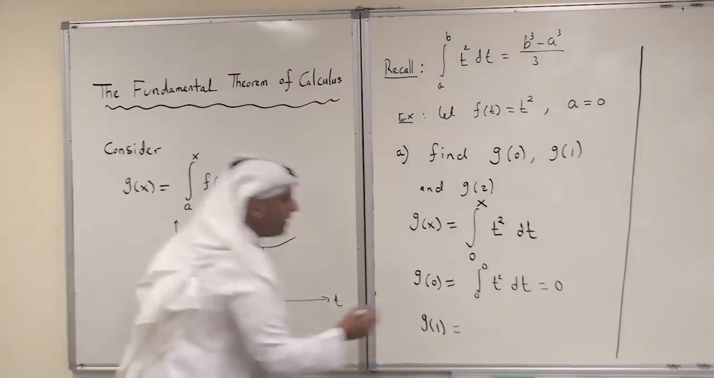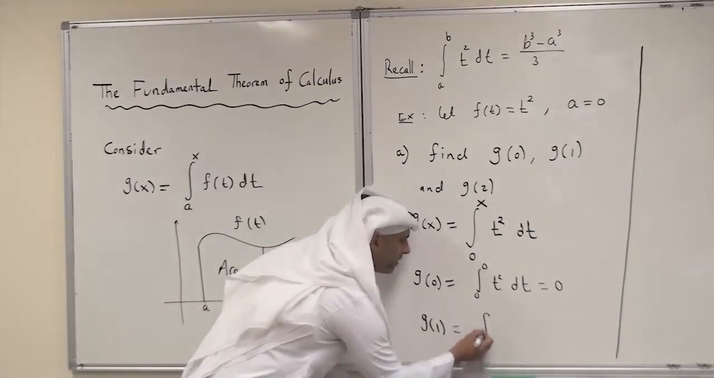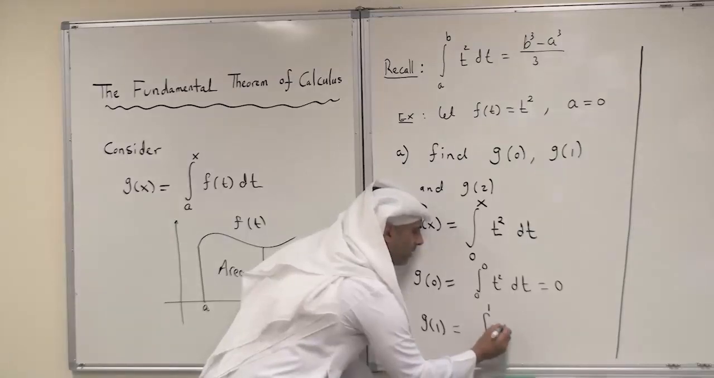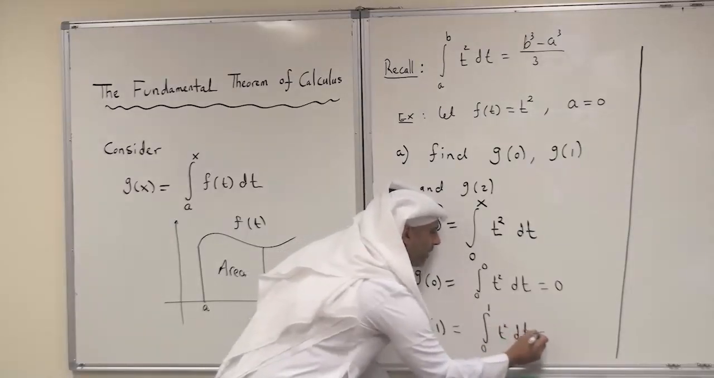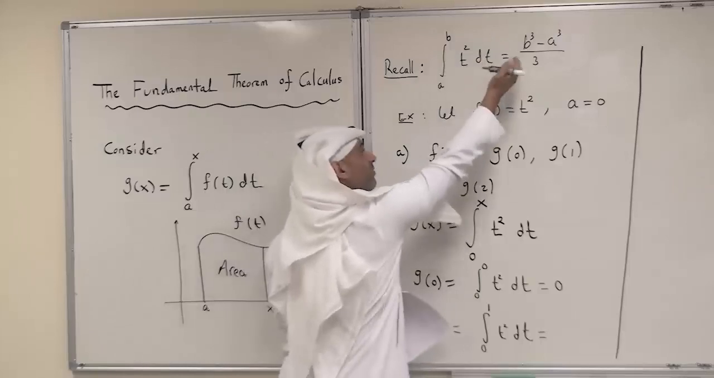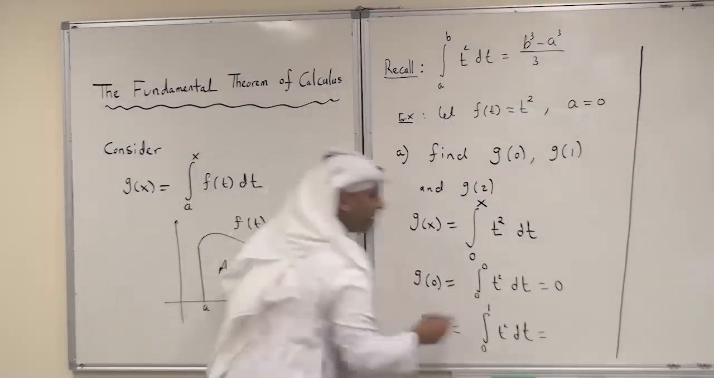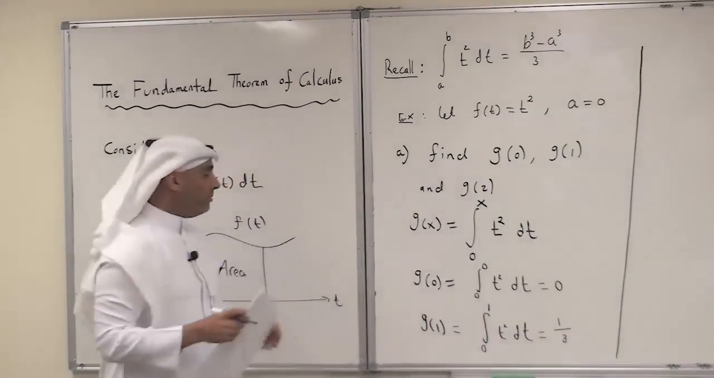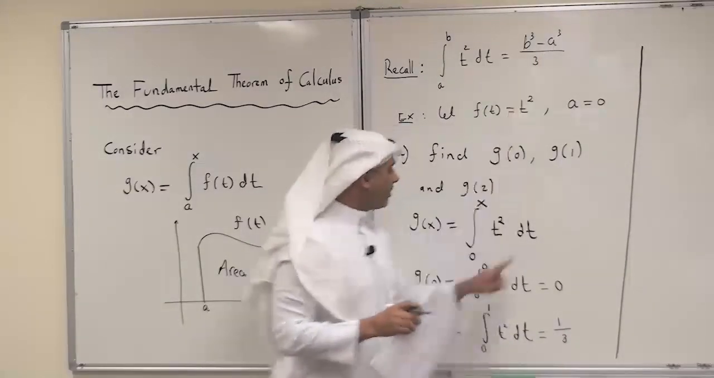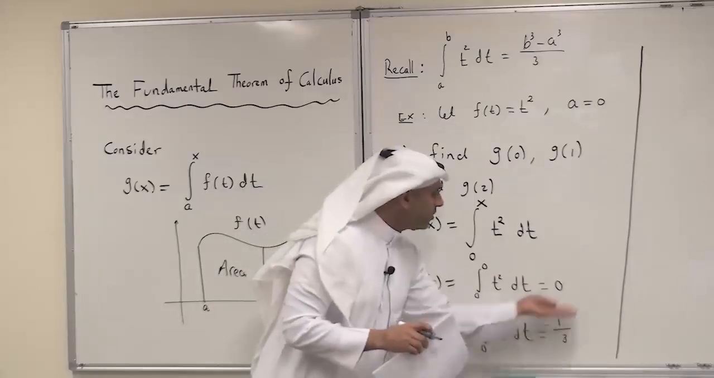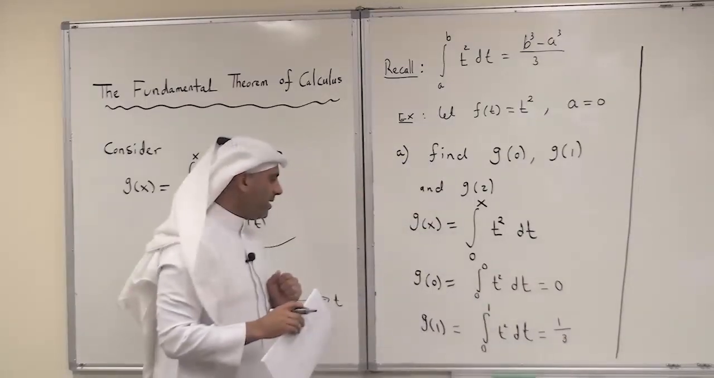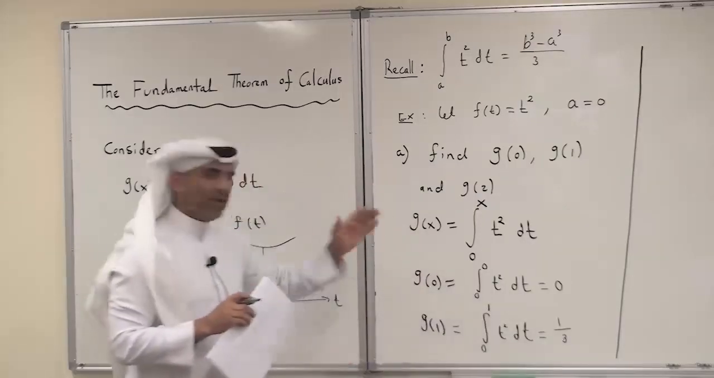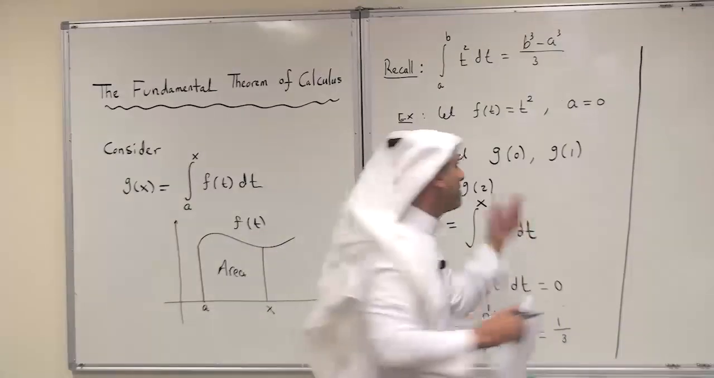G of 1 is simply the integral from, according to the definition, 0 to 1. I'm replacing x by 1, and that is t squared dt. Using the formula I wrote there, which can be derived from the definition of the integral, this will give me 1 over 3. Here we have a equal to 0 and b equal to 1, so that will give me 1 cubed minus 0 cubed over 3. That is 1 over 3. So the value of this new function at 1 is 1 over 3. We'll explain the geometric meaning of this later.